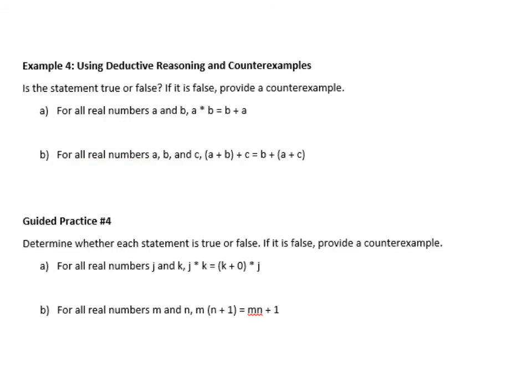Okay, last slide. Use deductive reasoning and counterexamples to prove whether something's true or false. So, A says that if I multiply two numbers, that's the same thing as if I added the same two numbers. So, let's say that I chose 2 and 3. 2 times 3 is 6, but 3 plus 2 is 5. So that's false, and that to my left there is my counterexample.